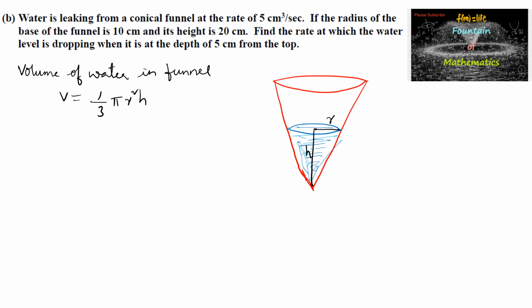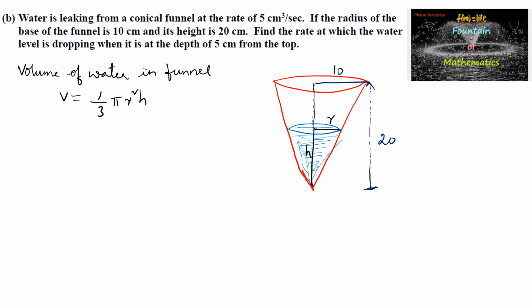So differentiating, we have dV by dt is equal to, or before differentiating, first let us make the relation between r and h. And it is also given that the radius of the base of the funnel is 10 centimeter and the total height is given. The total height is 20 centimeter. So here I can say this H is 20 centimeter.